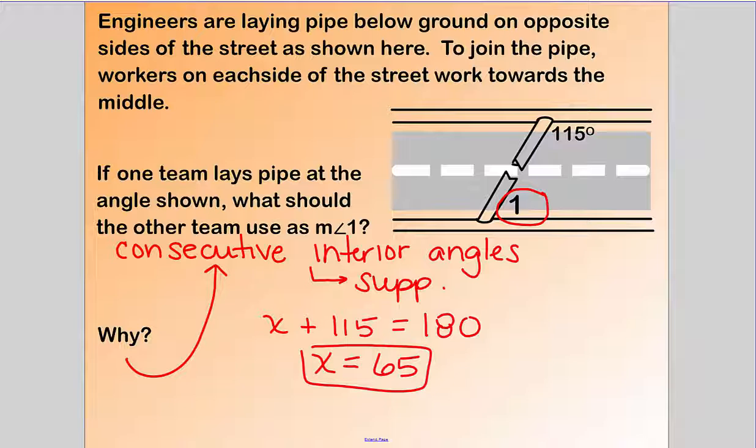Okay, that's it. If you have any questions, please go back and re-watch the questions that you had trouble with, and please put a star next to any questions that you would like me to go over in class with you on Friday. Good luck on your PSAT on Wednesday.